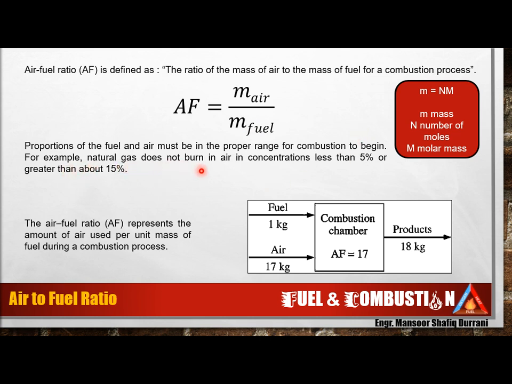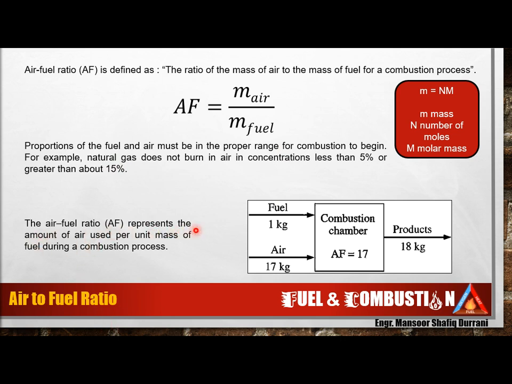For example, natural gas does not burn in air at a concentration of less than 5% or greater than about 15%. So this is one example that natural gas will not burn if the concentration is less than 5% or greater than about 15%. If the air to fuel ratio lies in this range, then there will be no combustion of natural gas.